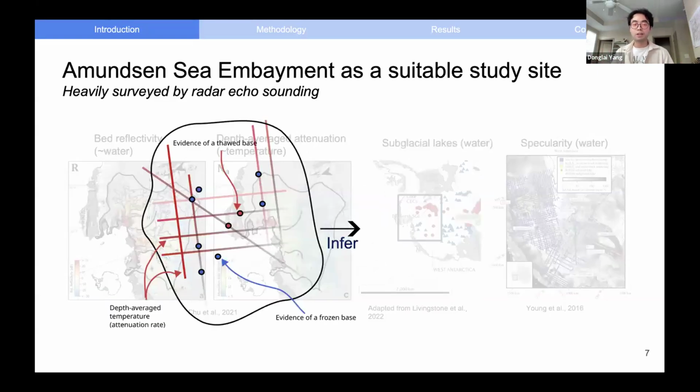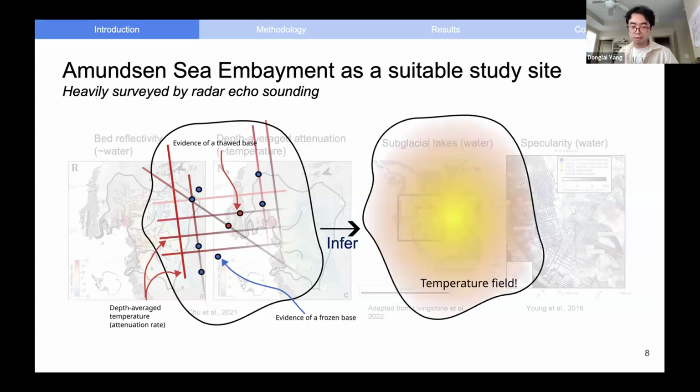To summarize, they look something like this: a chessboard of radar flight lines with sporadic points that tell you something. Either it's a binary, like there is a frozen base or a thawed base, meaning at the melting point, or some pretty nebulous depth-averaged temperature quantity. And our ambition is to use this information to infer a continuous temperature field at the base.